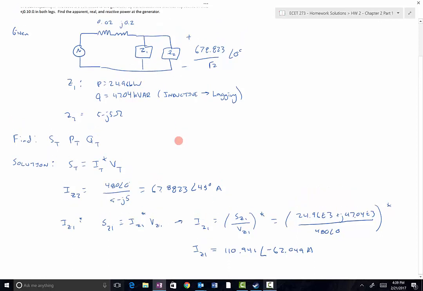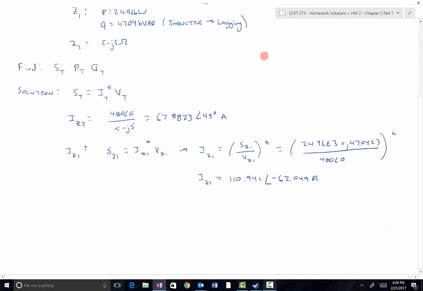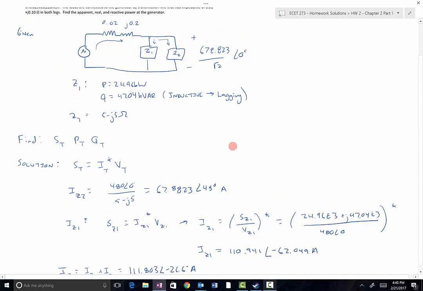I can then determine the current flowing here by just adding the two currents here and here. So I total is going to be equal to IZ1 plus IZ2. Let's just throw these into your calculator. That's 110.941 at an angle of negative 62.049, plus this one here, 67.8823 at an angle of 45 degrees amps. And you're going to end up with 111.803 at an angle of negative 26.6 degrees amps. So, as I stated earlier, that gives me this current.